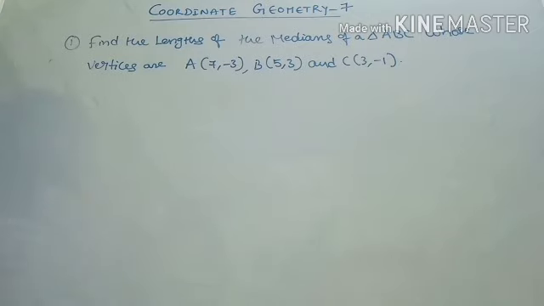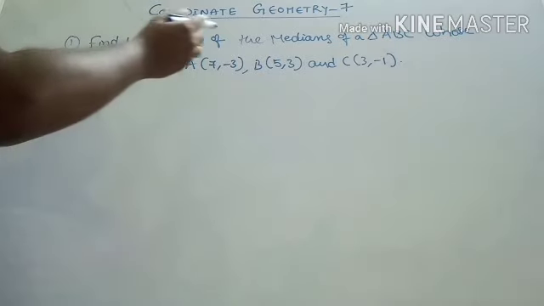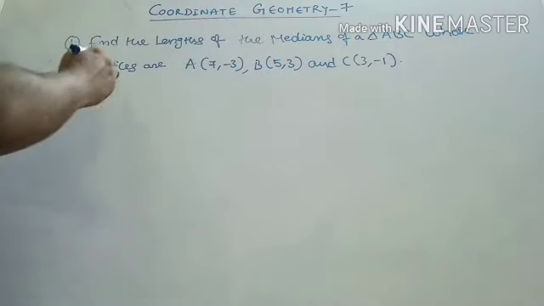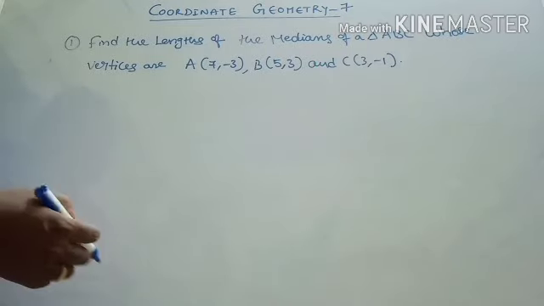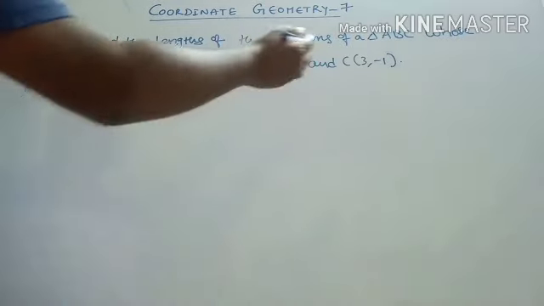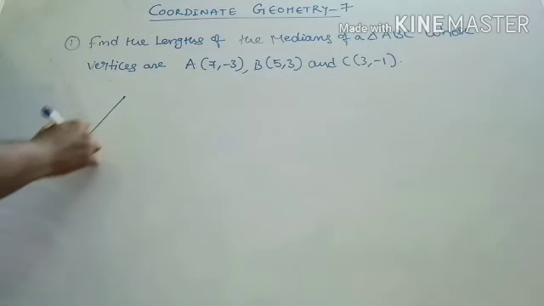Today we are going to discuss some more interesting problems on coordinate geometry. The first problem: find the lengths of the medians of a triangle ABC whose vertices are A (7, -3), B (5, 3) and C (3, -1).